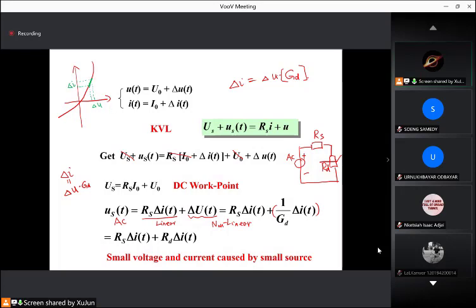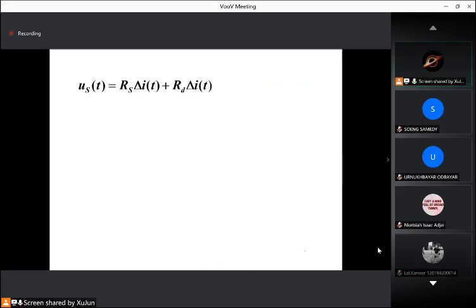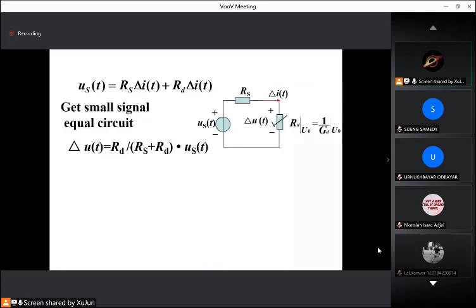This is from the figure. So we treat the delta U, delta I as a linear part, although it's totally nonlinear. But in this small part, we can treat it as linear. So small voltage and current are caused by the small source. So we go to the small signal equivalent circuit, with the AC source working alone. This is a linear resistor to express it.